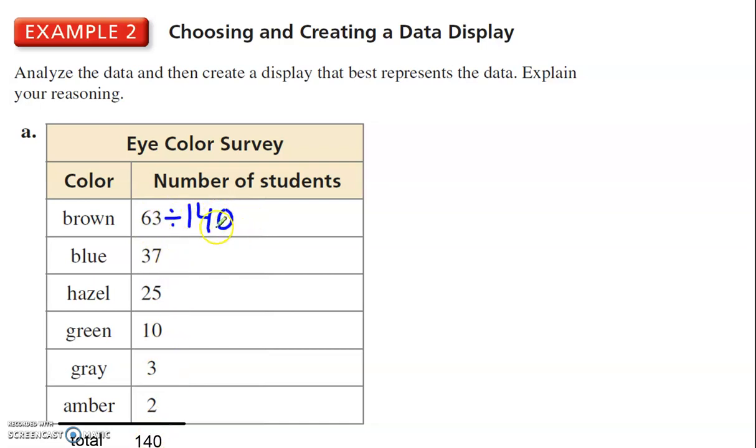All right, so I want you to go ahead and do that. Fill in this chart right here on your paper. Pause the video, fill that in, divide them all by 140, and then to find the angle on the circle graph, we want to multiply it by 360. So divide it by 140 to find the percentage of the whole, and then to find the angle, multiply by 360. So go ahead and do that now.